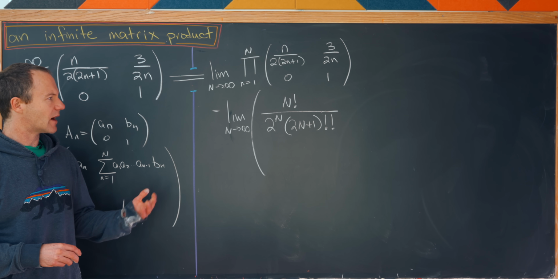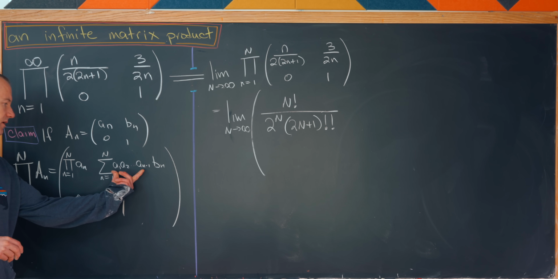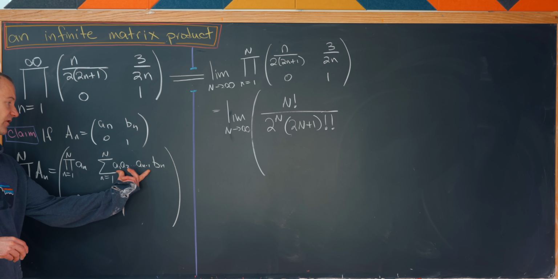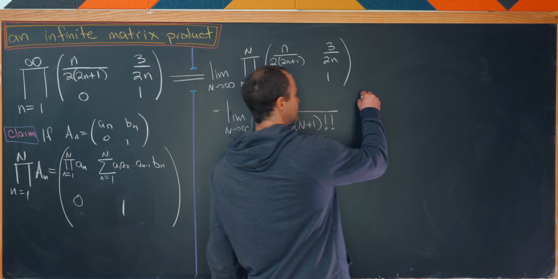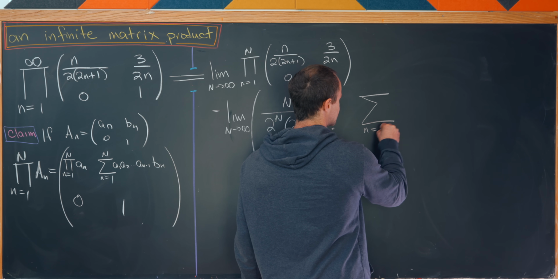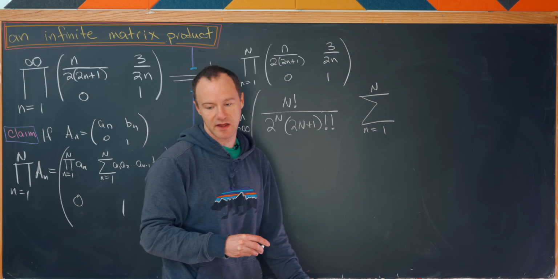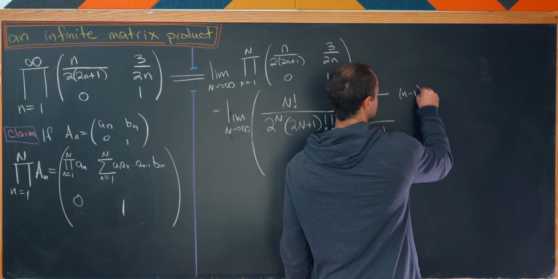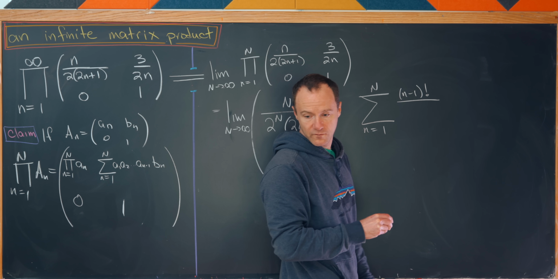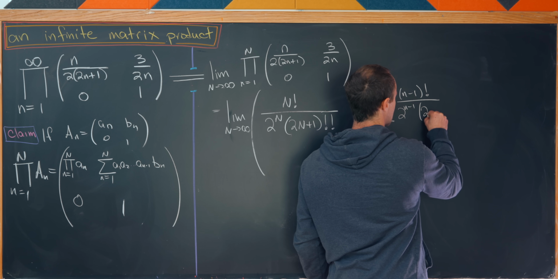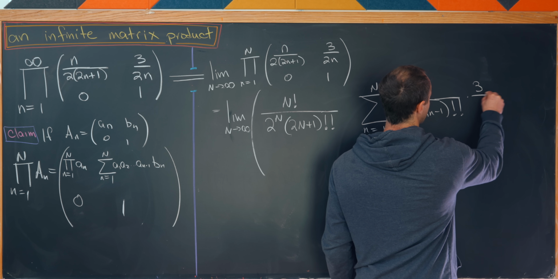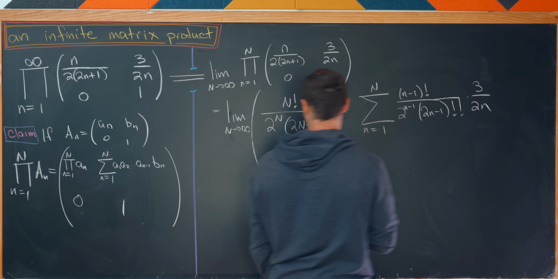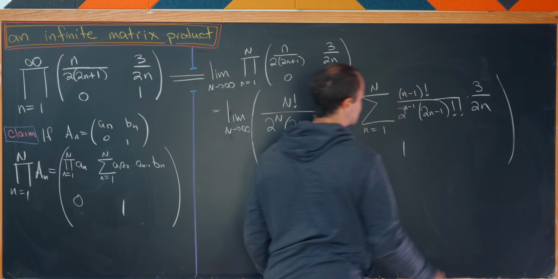And then notice that the upper right entry is fairly similar. This is a product of the first n minus 1 terms, and then we're multiplying that into b_n. So using pretty similar methods, we can write this as the sum as n goes from 1 to capital N of n minus 1 factorial over 2 to the n minus 1 times 2n minus 1 double factorial times 3 over 2n. And then our lower entries are just 0 and 1.